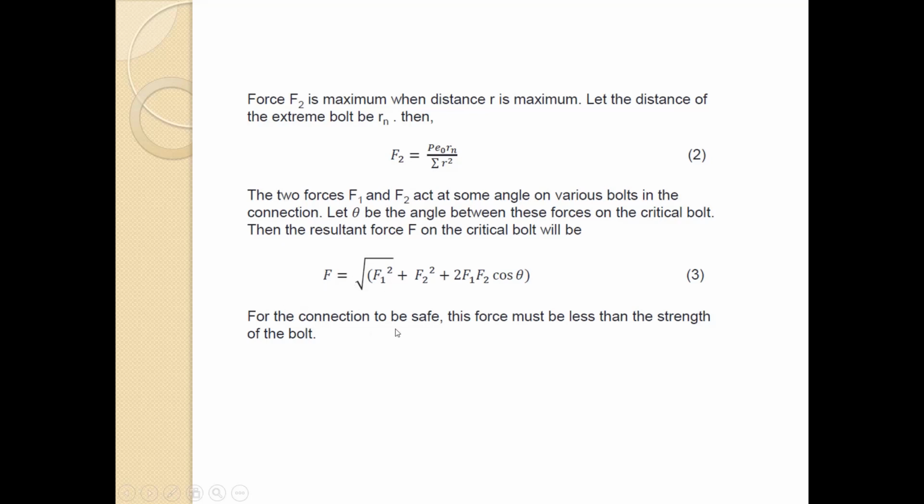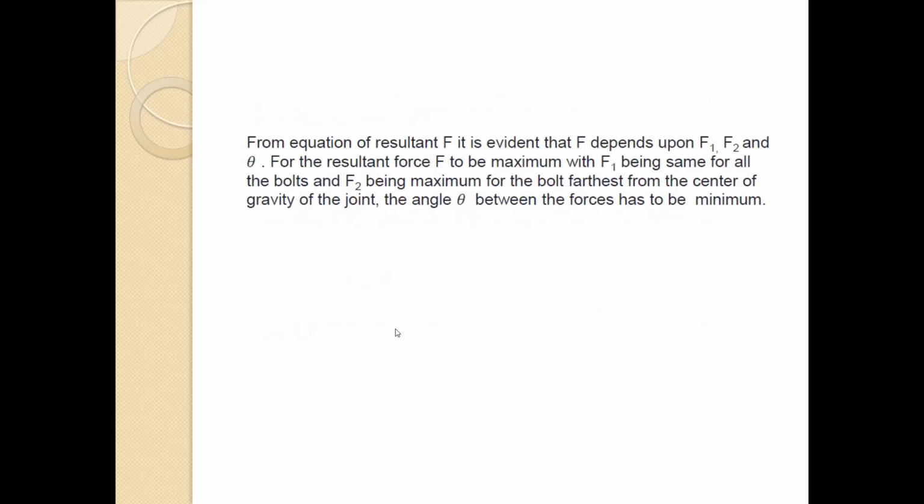So for the connection to be safe, the force must be less than the strength or the rivet value. The equation of resultant F makes it evident that F depends on F1, F2 and theta. For the resultant force F to be maximum, with F1 being the same on all the rivets and F2 being maximum for the farthest rivet from the center of gravity of the joint, the angle theta between the forces must be minimum.